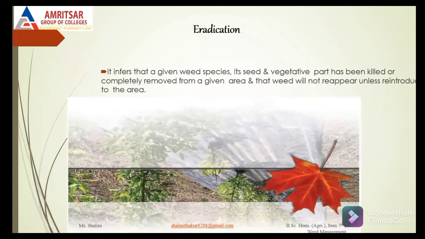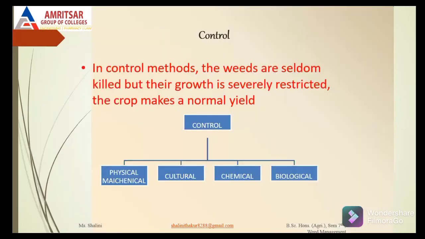Then eradication. Once you have sown the crop and weeds suddenly emerge, you can eradicate them. You can remove that vegetative part, that seed or weed plant, from your area. Then in control measures, we use different types, like physical, which is also called mechanical, cultural, chemical and biological, so that we can control our weeds and get a normal yield.